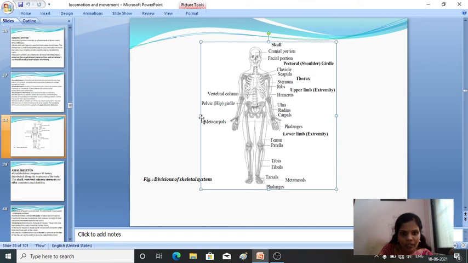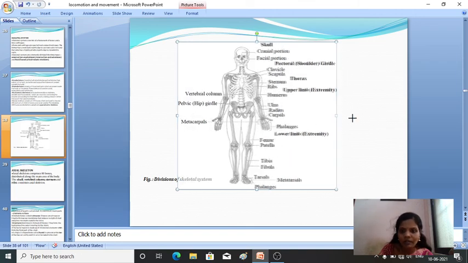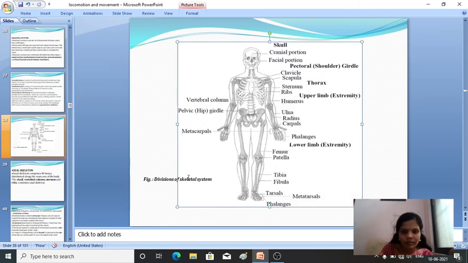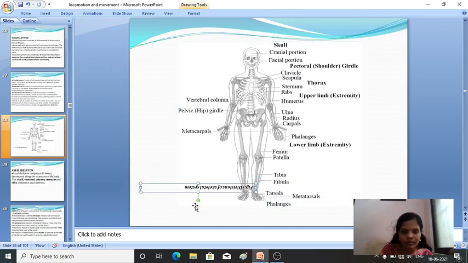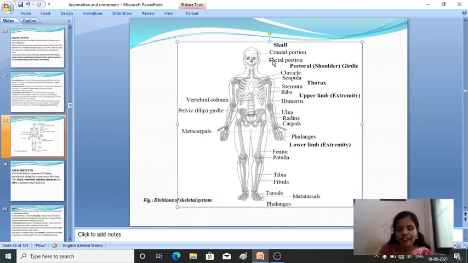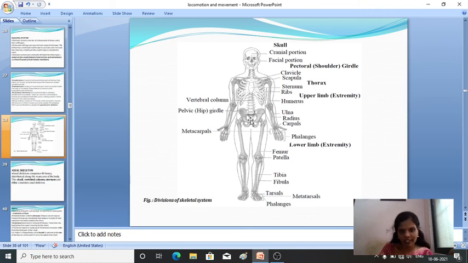So let me make this a little bigger. Okay, now it's clear. So here you can see the vertebral column, and here this is the pelvic girdle or the hip girdle, and this shoulder part is known as the pectoral girdle, and this complete upper portion is the skull. So in the skull we will be studying two types. One is the cranial portion and the other is the facial, that is the bones which are present in the face.